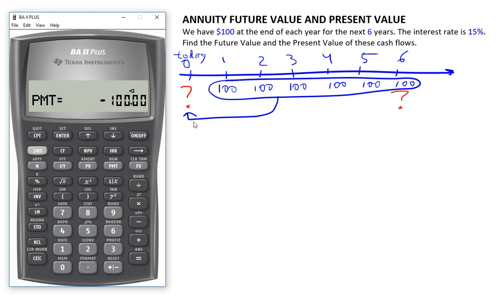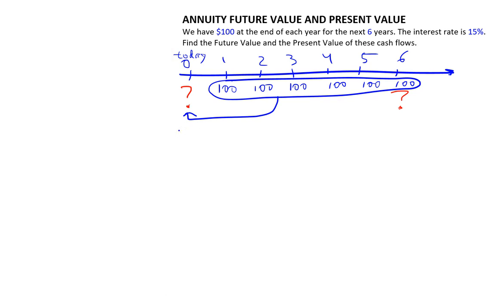How many of those do we have? 6. I press 6, N. What's the interest rate? 15%. I press 15, IY. And I want to compute present value. $378.45.